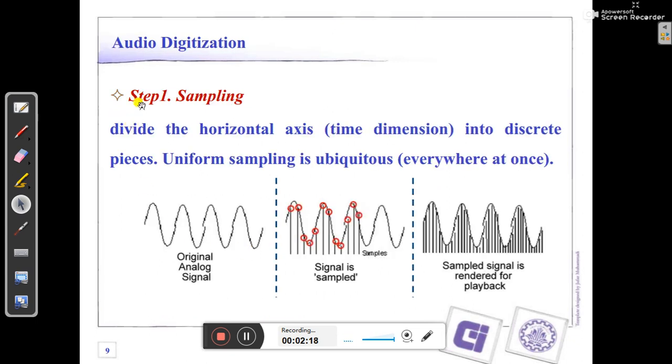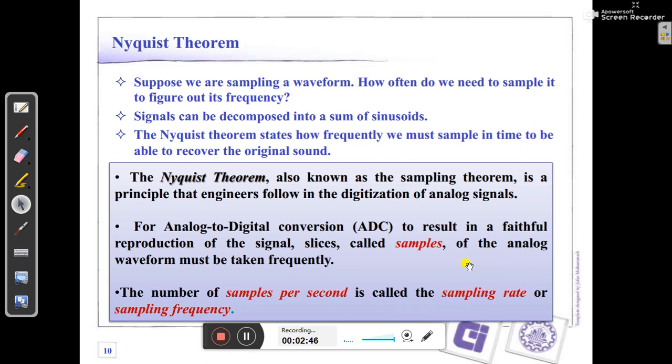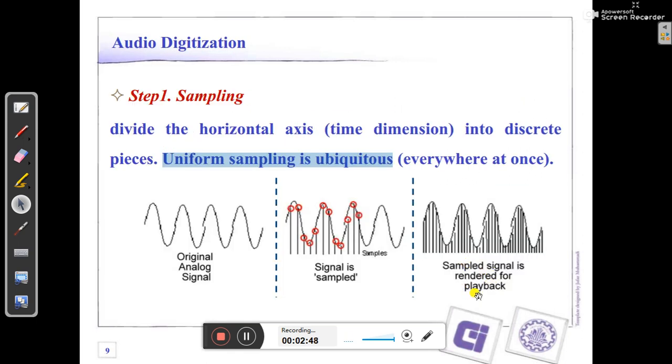Here you can see step 1 of digitization is sampling. Divide the horizontal axis, the time dimension, into discrete pieces. Uniform sampling is ubiquitous. Here you can see the original analog signal is sampled by dividing the horizontal axis, the time dimension, into discrete pieces. The sampled signal is rendered for playback.